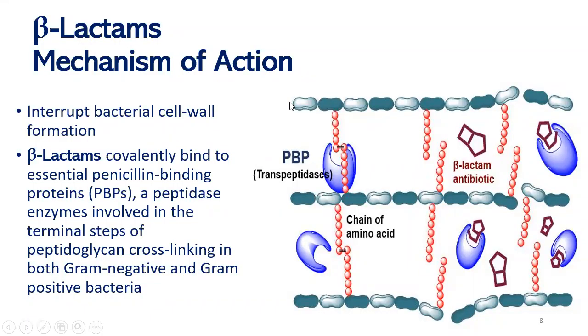So how do they exert their activity? That's the NAM and the NAG alternating. This is the cross section of the tetrapeptide, and you're going to observe here that there are actually 5 amino acids. Now, what happens? This transpeptidase enzyme will kick out one of the amino acids during its process of linking the two rows of the peptidoglycan.